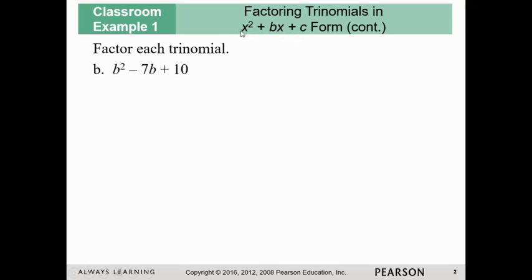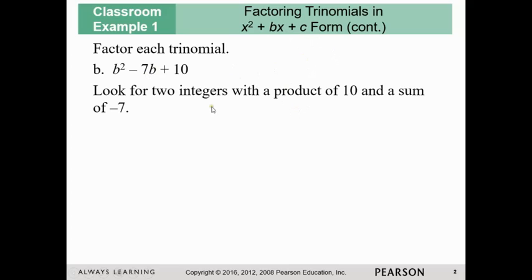Leading coefficient is 1. So what we do is look at the factors of the last term, C, and find the ones that sum up to the middle term of B. So just bear with this slide. As this was saying, we're looking for two integers with a product of 10 and a sum of -7. So what we would look for is pairs here.